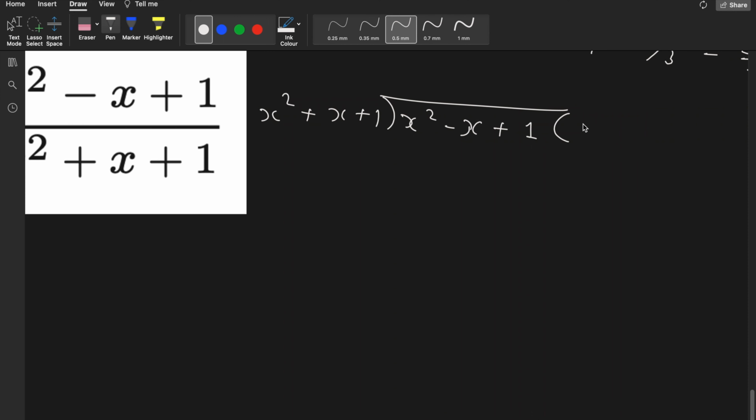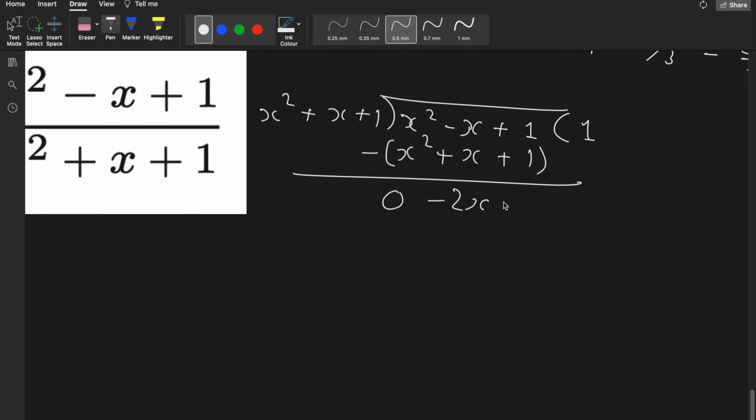So the quotient would be 1, because 1 times x squared would give us x squared. So we write this down and then we subtract this. It's not necessary that we always get a constant as the remainder. We can always get functions of degree 1, degree 2, anything. So let's write this in the proper form.